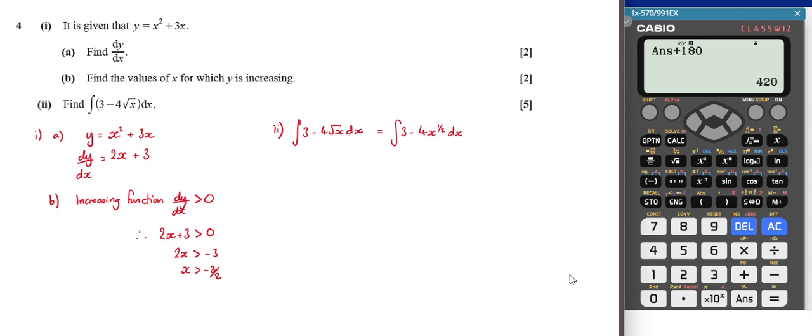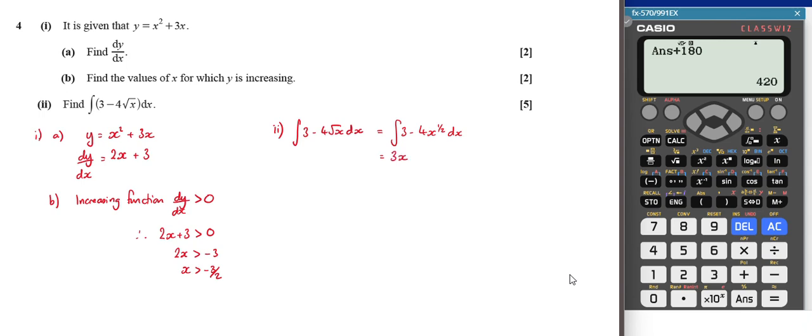Now I am integrating. I'm going to drop any integral signs and any dx's. They've been used. So that 3, we increase the power by 1. So 3, that's at the moment x to the 0, so that becomes x to the 1. And we divide by that new power, so that is just 3x.